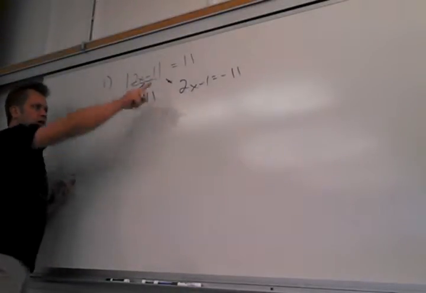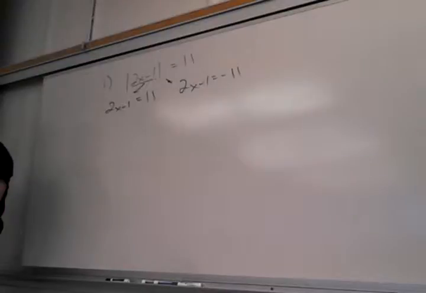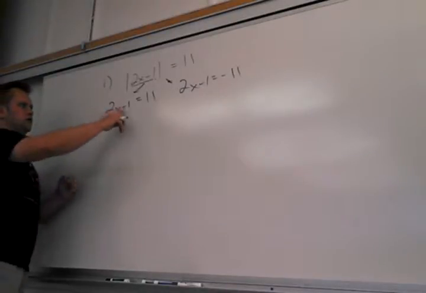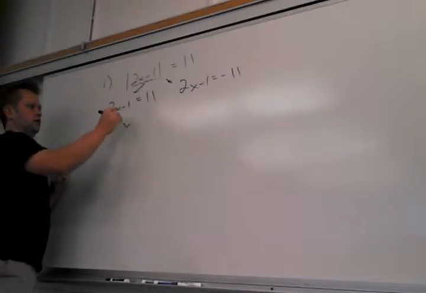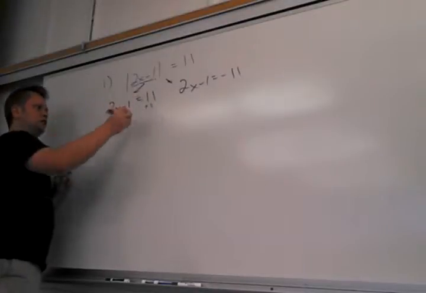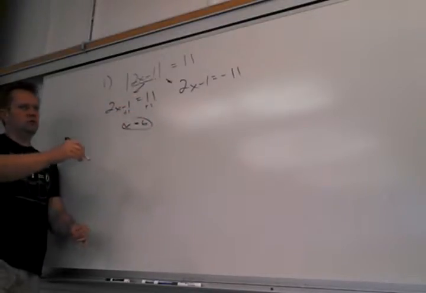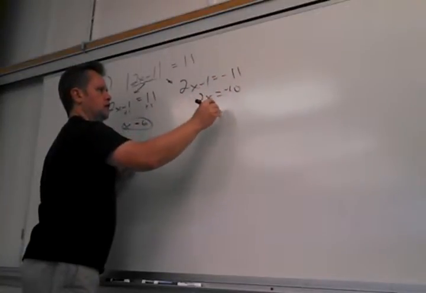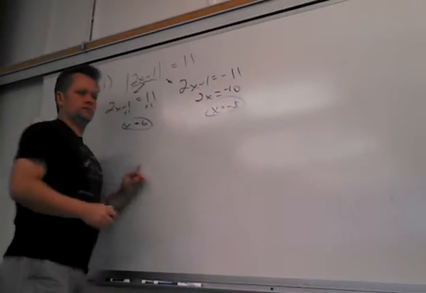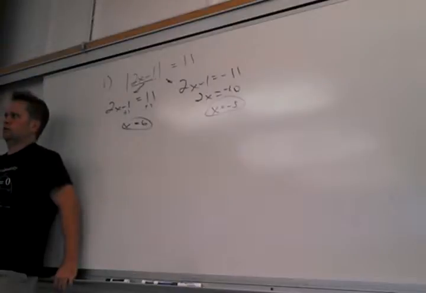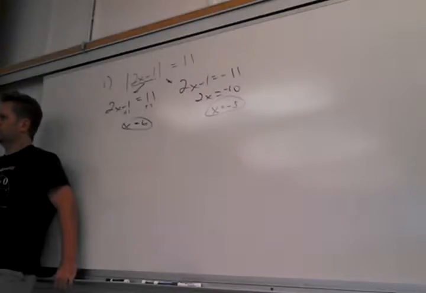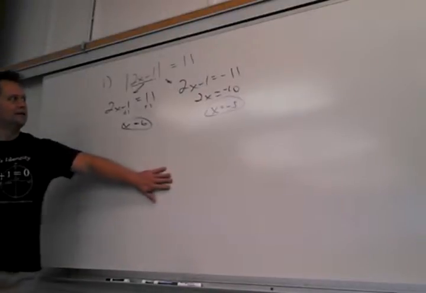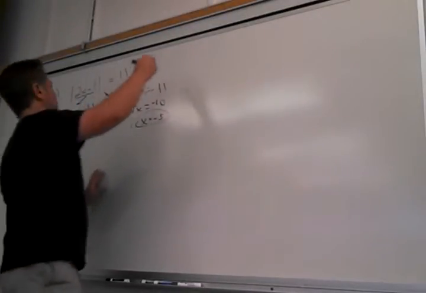And now I get these two little easy equations to solve, right? How do I solve it? Yeah. Add 1, divide by 2, you get 6. Yeah, add 1, you get negative 10. Divide by 2, you get negative 5. Sweet. Does that sound familiar? It doesn't if you weren't here last time, but there it is.